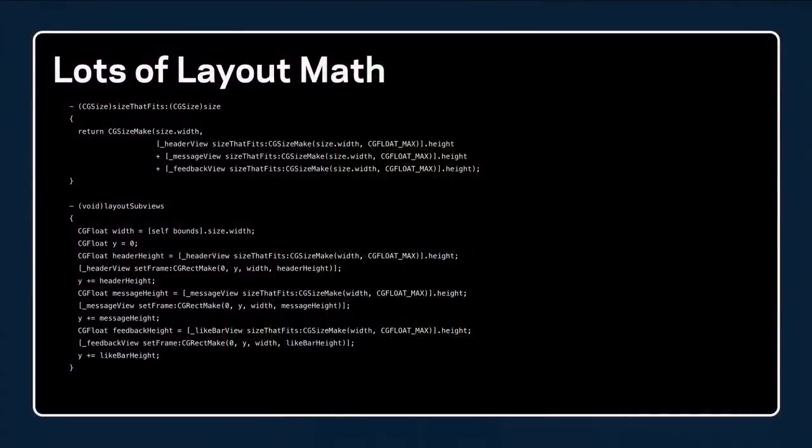One more trouble we had with our old infrastructure was that we had to manually write layout code for each view, which means that for a simple story view that would have header, message, and feedback subviews that need to be stacked vertically and stretched to the full width, we will end up writing something like this. This is a lot of math, and it is spread across two methods, sizing and actual layout, and logic between them can be duplicated.